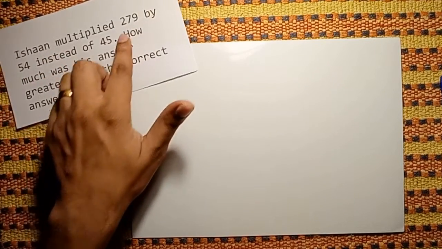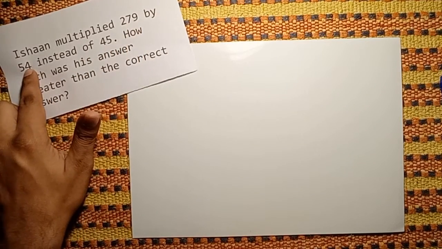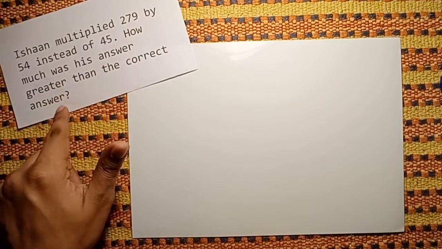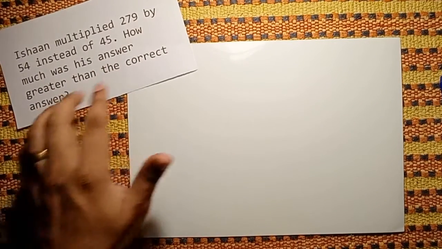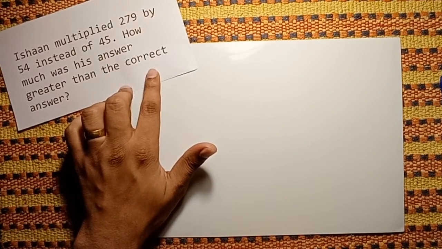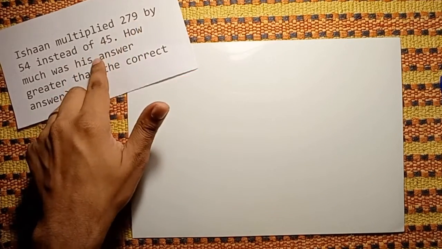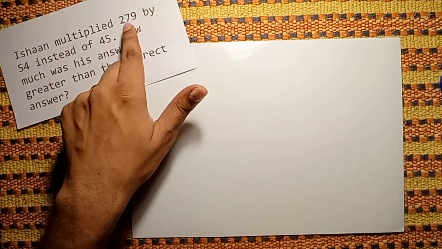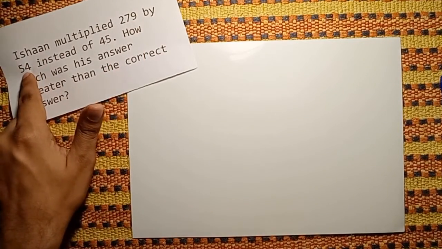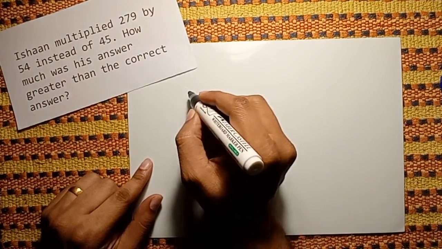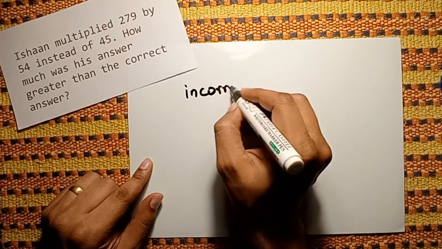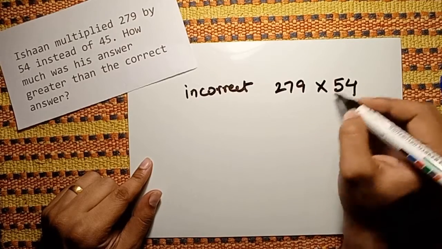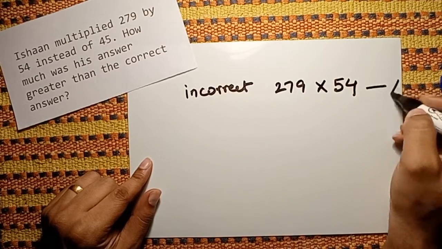Ishan multiplied this by 54 instead of 45. How much was his answer greater than the correct answer? So, what is the correct answer? 279 multiplied by 45. What did Ishan do? Ishan multiplied 279 by 54, which is incorrect. Let's say this is x.